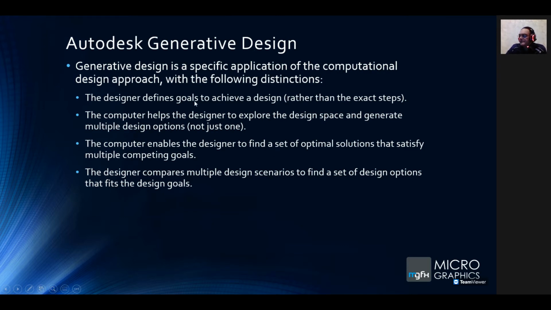So generative design is a specific application of computational design approach with the following distinctions. The designer defines goals to achieve a design rather than the exact steps. So it's an idea. Computer helps the designer to explore the design space and generate multiple design options. And when they say not just one, it might be millions, in a time that wouldn't be possible for a human being. The computer enables the designer to find a set of optimal solutions that satisfy competing goals. And then the designer compares multiple design scenarios to find a set of design options that fits the design goals.